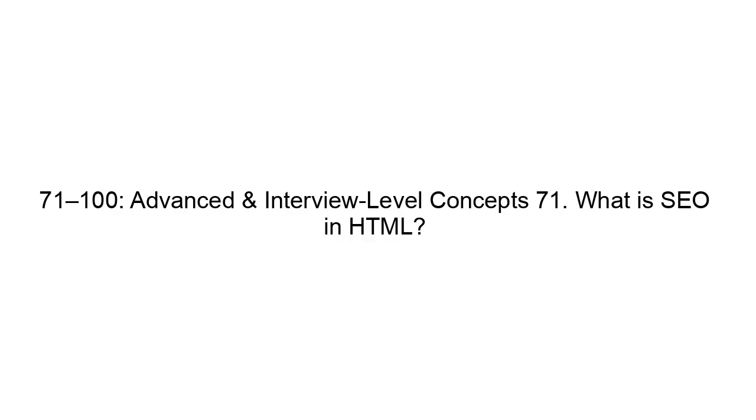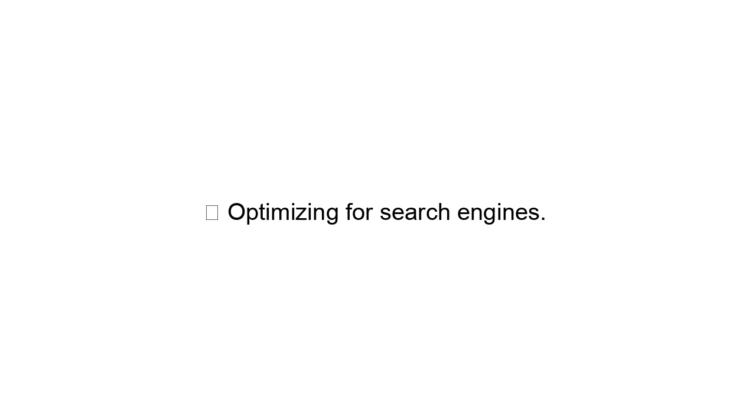71. What is SEO in HTML? Optimizing for search engines. 72. What is meta description? Page summary for SEO. 73. What is canonical tag? Prevents duplicate content issues. 74. What is Open Graph? Social media preview tags. 75. What is ARIA? Accessibility attributes. 76. Why is ARIA used? Improve screen reader support.